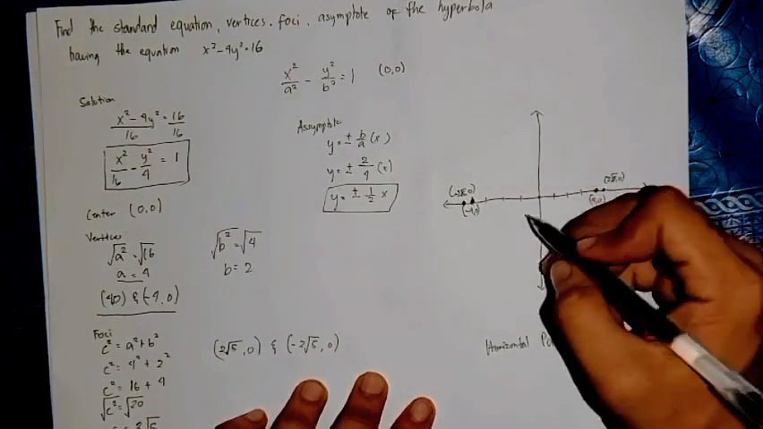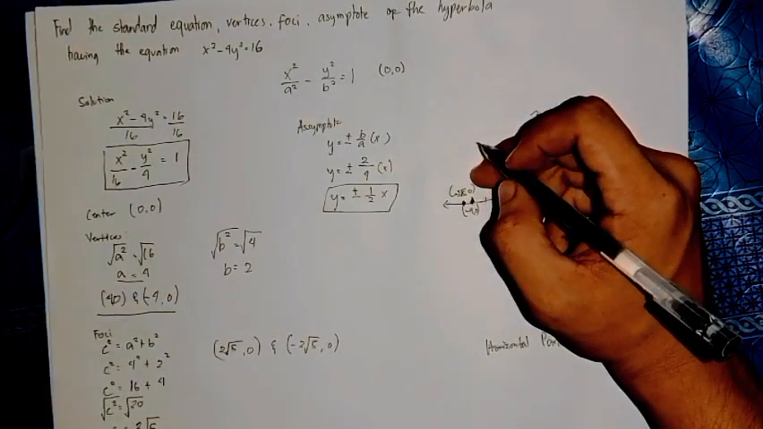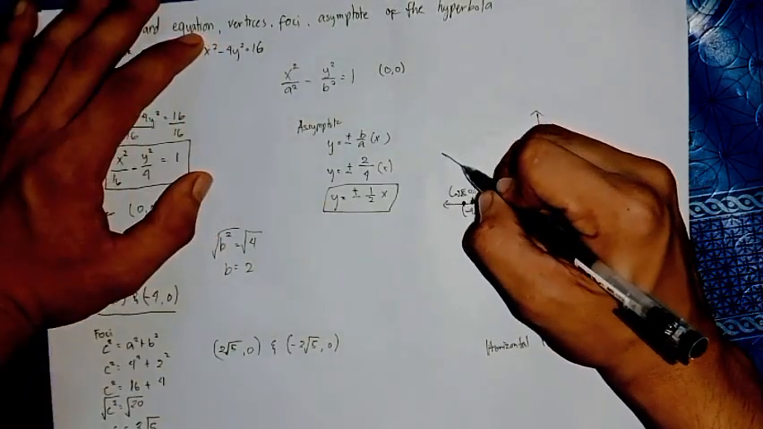Next, since we already have the vertices and it opens around the x-axis, therefore our hyperbola looks like this.